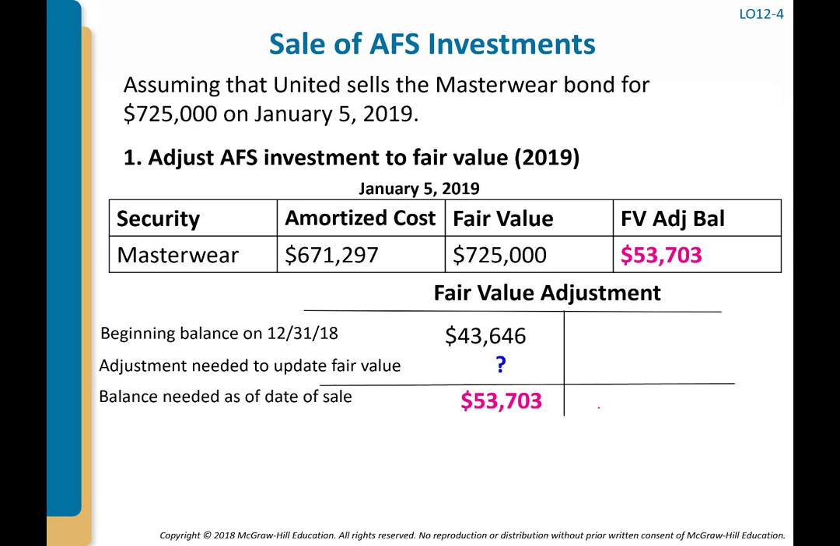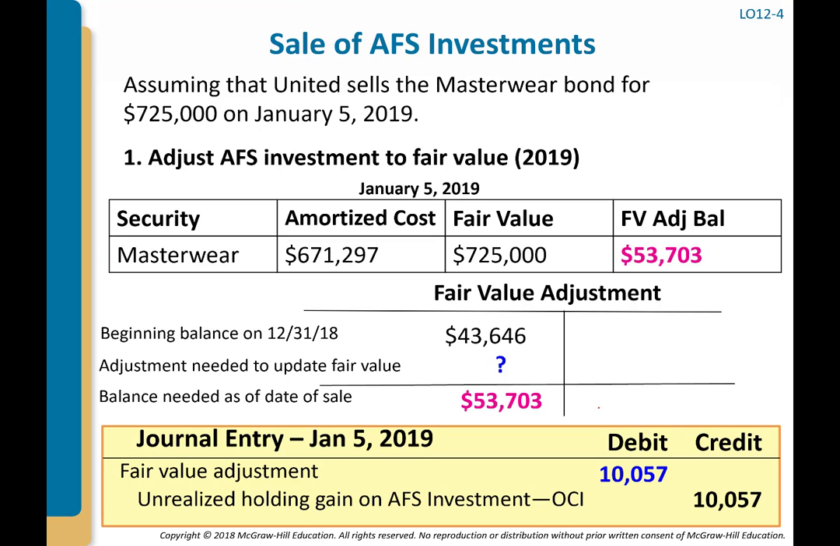So now we realize we need $53,703 in the valuation adjustment. So just like we did for the trading situation, we debit fair value adjustment for that difference, don't we? Okay, so we still debit the fair value adjustment for the difference. And again, because it's an available for sale security, we don't credit net income, we credit what? OCI, don't we?